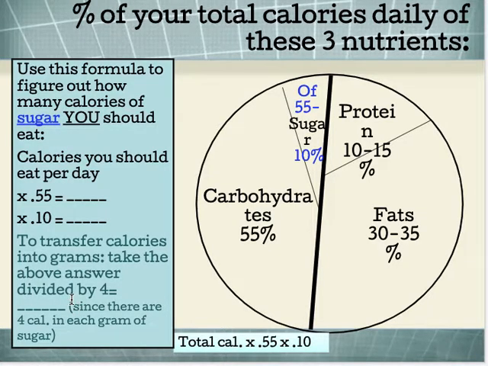As you can see, the grams of sugar here is only 10% of our diet. With 10 to 15% protein, 30 to 35% fats, and 55% carbohydrates, we're looking at about 10% leftover for sugar. So not a lot.